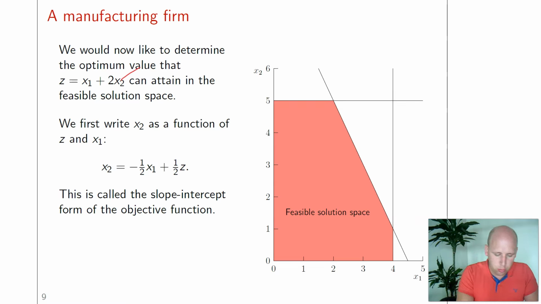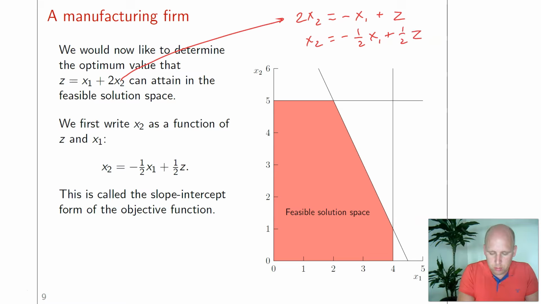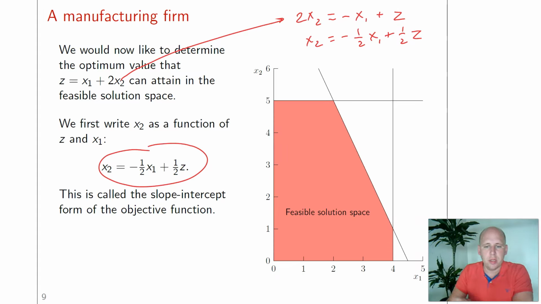So what we basically do is subtract x1 from both sides, and then the second step is that we divide both sides by 2, so then we will get this. Then you have exactly what is also written over here. So this is x2 as a function of x1 and as a function of z, and this is called the slope-intercept form of the objective function.